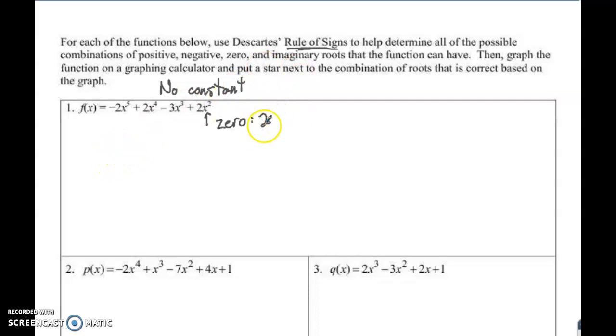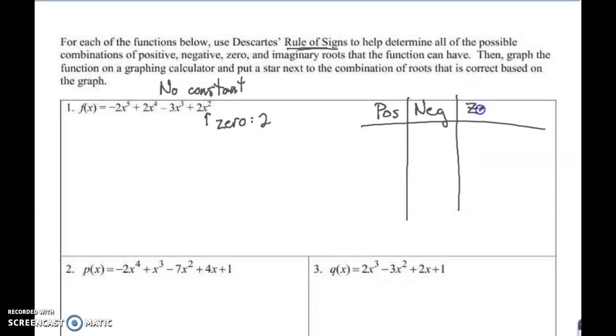So the next thing to do, I guess you could start by writing your chart if you wanted to: positive, negative, 0. So we already know that there's going to be 2 zero roots in that column.